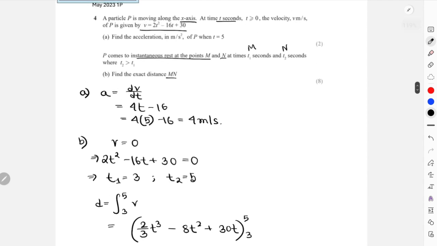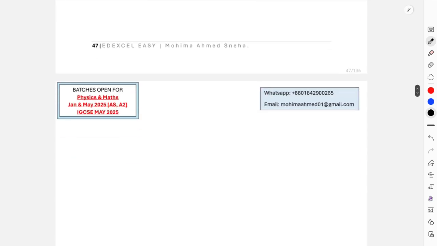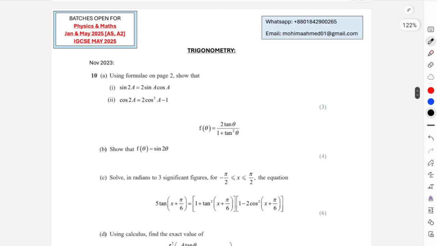Okay, this is it for your part B again. That is the end for your kinematics. We will move on. I kept a lot of empty space for these cases. Okay, now we'll move on to trigonometry. For trigonometric equation, this is quite tough.